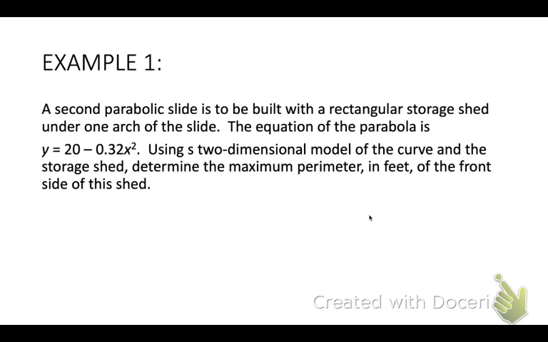I don't know why that s is in there. Let's get that out of there. Using a two-dimensional model of the curve and the storage shed, determine the maximum perimeter in feet of the front side of the shed.